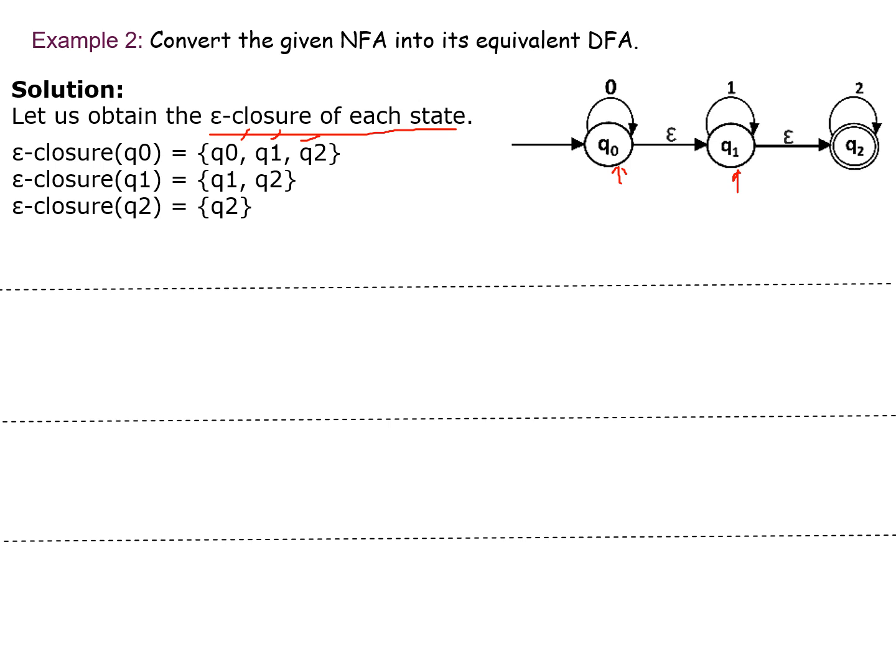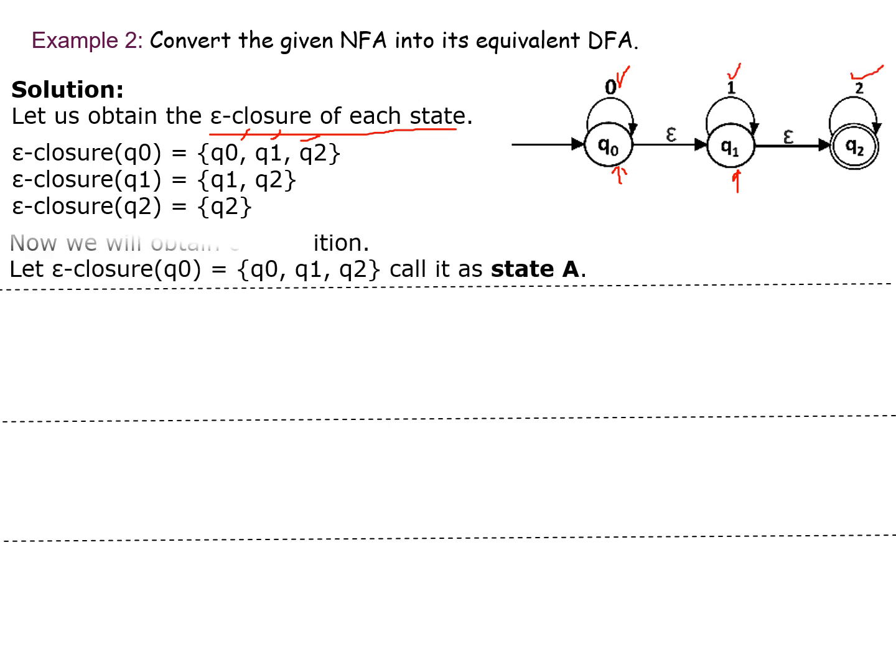In the conversion procedure, as all of you know, the starting state of the NFA will be the starting state of the DFA. Before that, you need to find the E closure of all these. Then you can find the transition of each state on each of the inputs. What are the inputs in this case? In this case 0, 1 and 2.